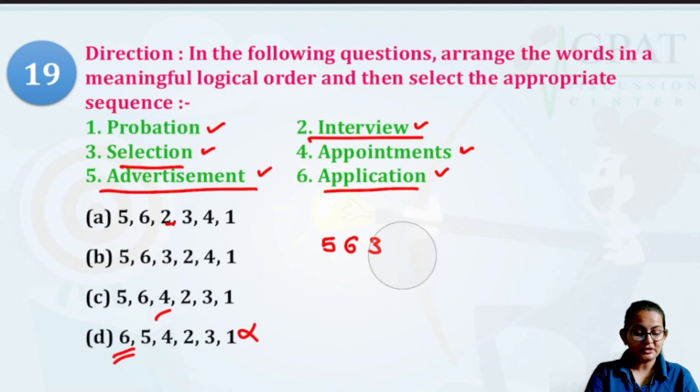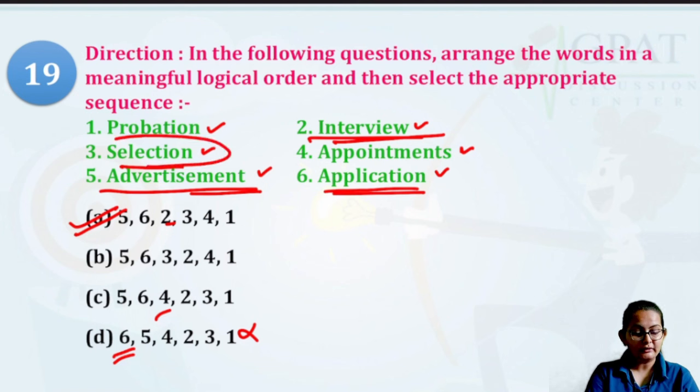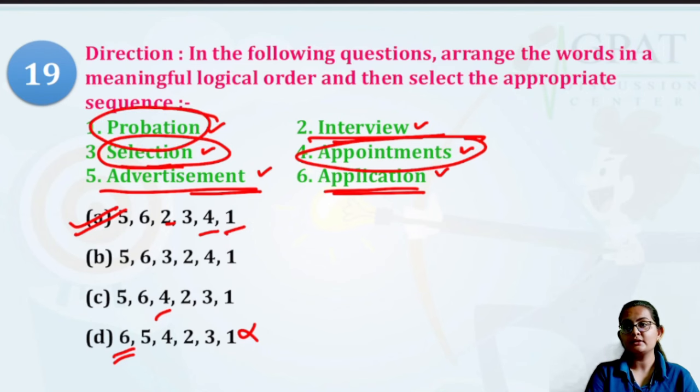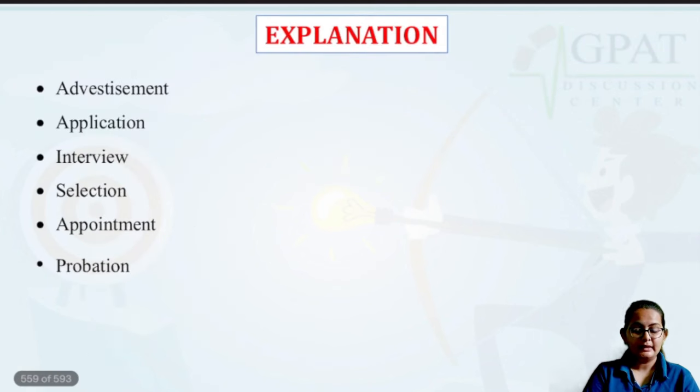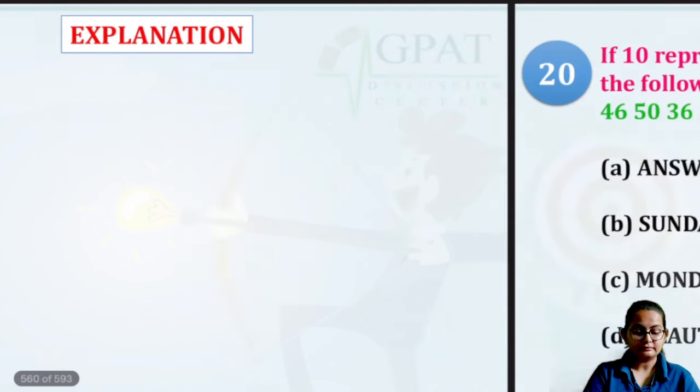So not B option. It is first 5, 4, 3. This A option is the correct. First advertisement, then application, then interview. After interview, there will be selection. After selection, appointment will be done, and then probation period will start. So option A is the correct answer. Yes, option A is the correct answer. First interview will be happening, and then selection will be happening. Okay, advertisement, application, interview, selection, appointment, and probation.